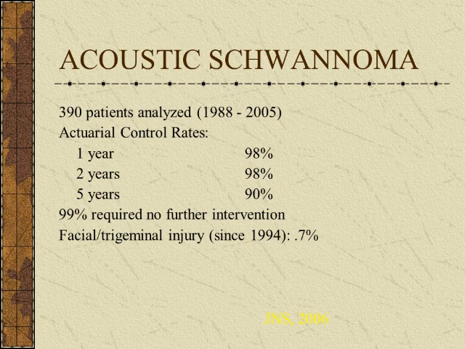The other important message is that since we reduced the dose to 1250 centigray in 1994, the cranial neuropathy rate has been less than 1%. We still occasionally will get a facial nerve, but it's very, very rare.